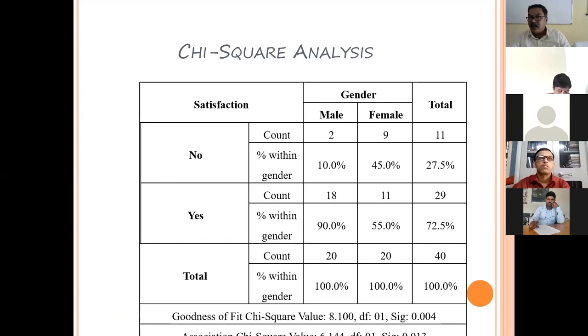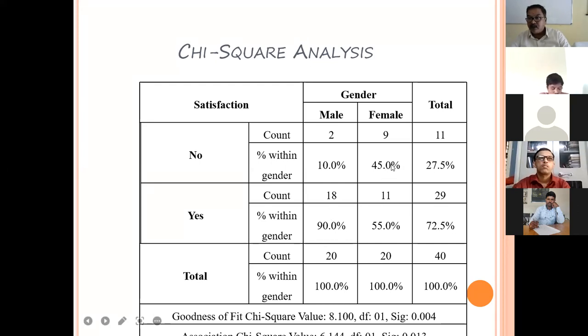Now, out of curiosity, I just want to know how I could know whether the males or the females largely said yes. For that also I conduct another test called the chi-square association test. Look at here, out of 20, only 2 males have said no. 18 males have said yes, which is almost 90%.